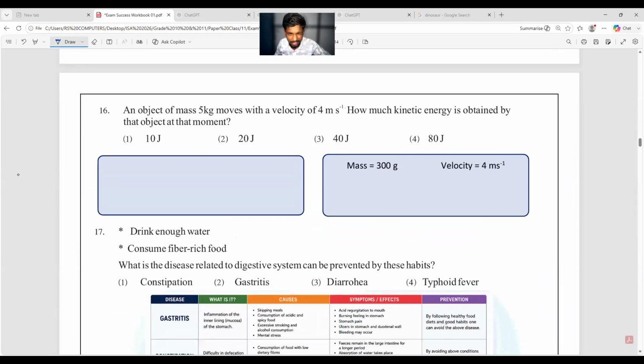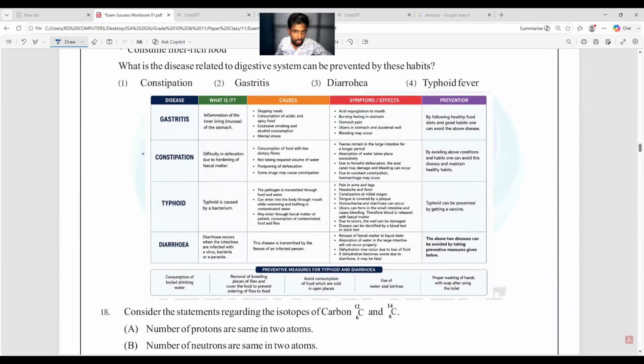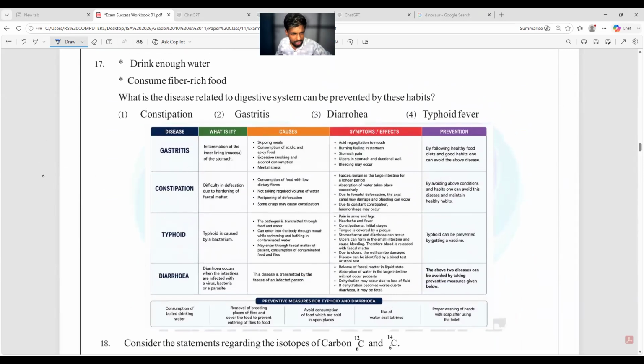Question number 16 was an easy question regarding the kinetic energy. We have learned the equation for the kinetic energy, and we have learned a very important thing, that we want to convert the grams into kilograms. Question number 17 was related to the digestive system, diseases related to the digestive system. Constipation means it will be difficult to remove the fecal matter, and you know the causes, the symptoms, and the prevention. We want to drink more water and eat more fruits. That is the prevention.